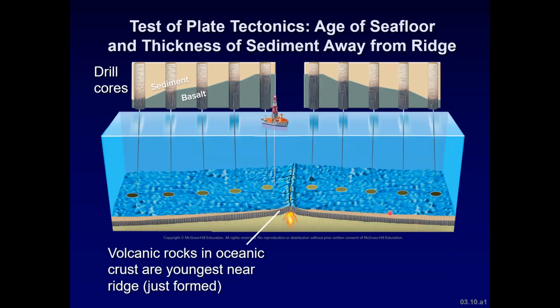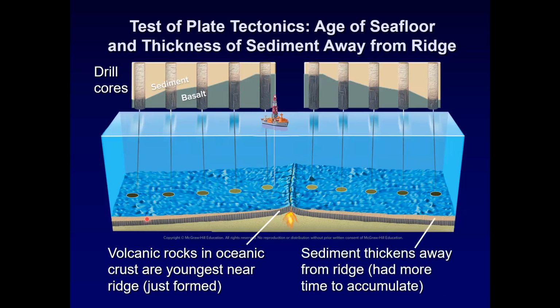The seafloor is youngest near the mid-ocean ridge, where it was just produced, and it's going to be made out of basalt. The age of the seafloor increases away from the ridge, and the sediment thickens away from the ridge because it had more time to accumulate. You have this basalt moving out, and the sediment thickens in a predictable pattern.